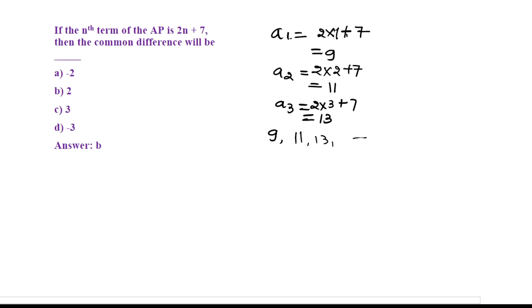Now can you find the common difference? 11 minus 9 is 2, 13 minus 11 is 2. So what is the right answer for this question? It is B. That is answer B. Clear? Let's move on to the next question.